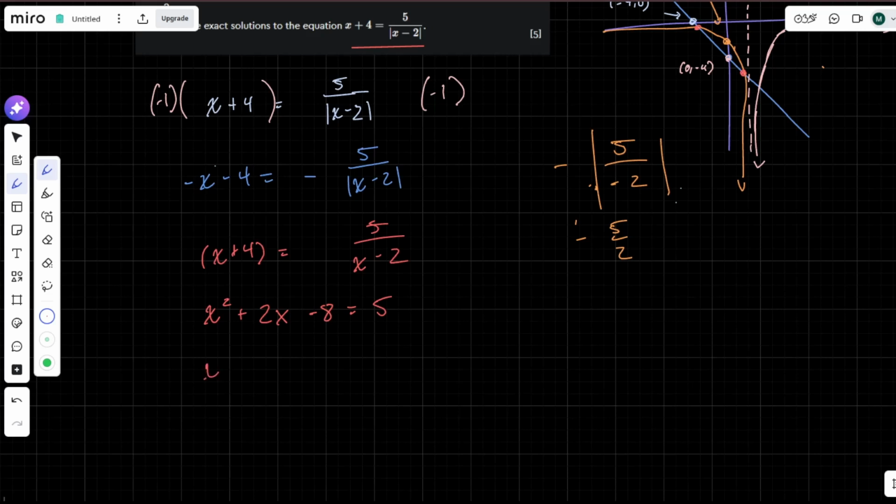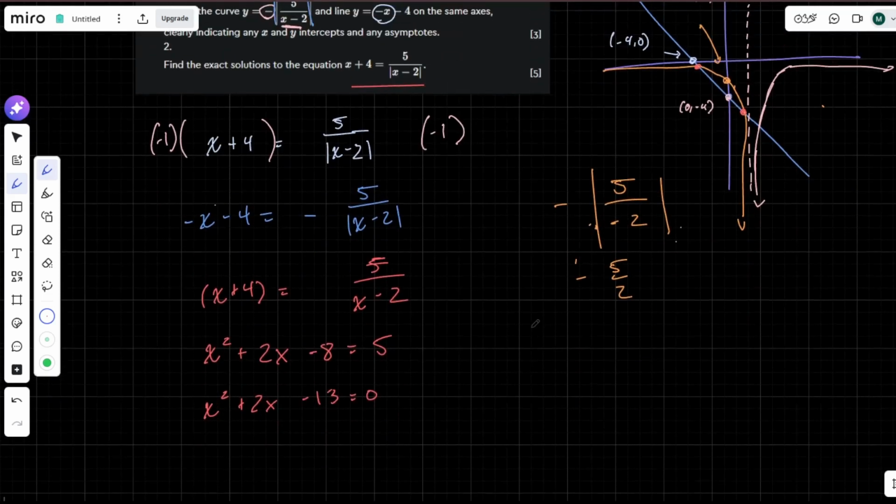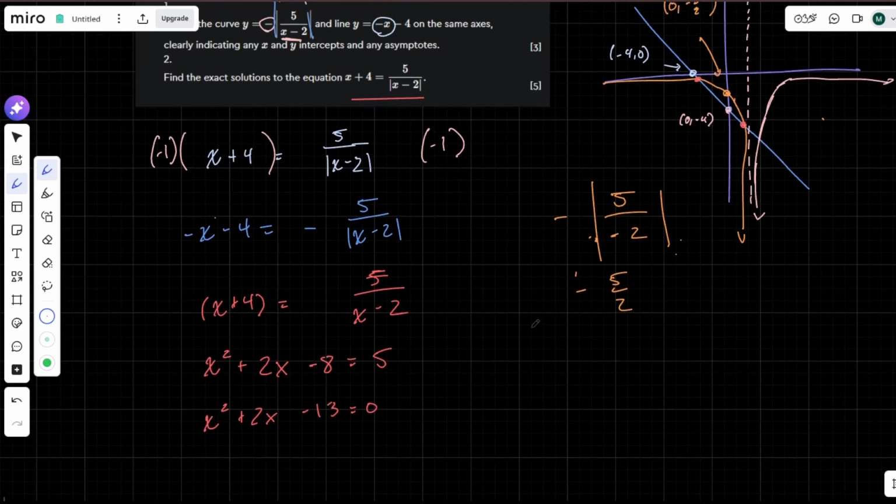And then we're going to move the 5 over. x squared plus 2x minus 13 equals 0. Now just double check this so I don't look completely silly. So x minus 2, we're multiplying that out. Plus 4 minus 2 in the middle gives us plus 2. Minus 8's here, we're equaling 5. Move that over, we do in fact get x squared plus 2x minus 13. I believe this is a calculator problem. Or no, I think this is non-calculator. Find the exact solution to this equation.